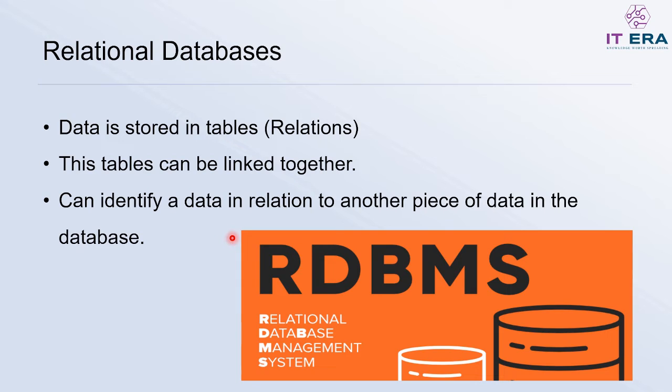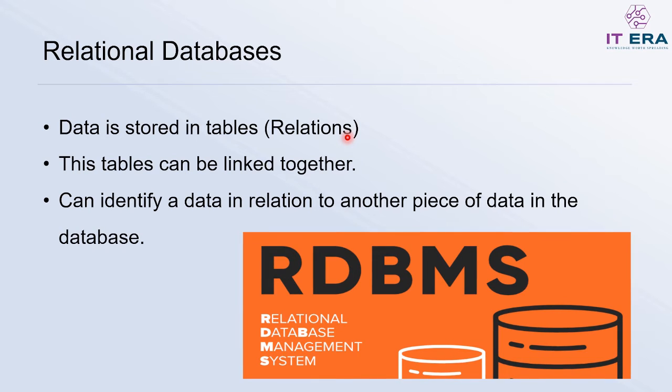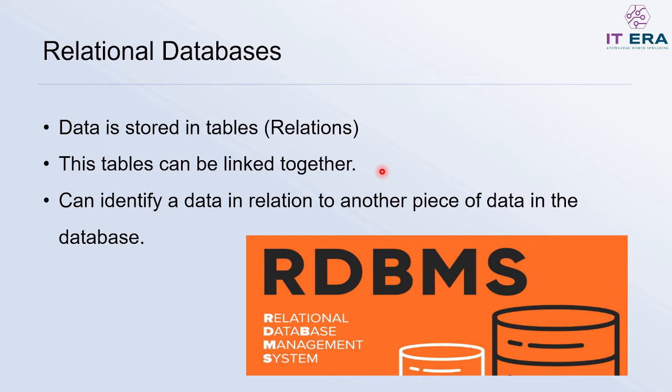So in a relational database, the data is stored in tables which are referred to as relations. Tables are just like a table in Excel. They contain columns and rows of data. These tables can be linked together in a relationship. It is this relationship between different tables in the database that makes a relational database so powerful. They allow us to identify a piece of data in relation to another piece of data within the table.